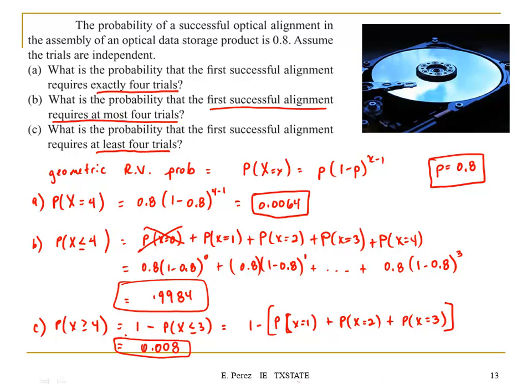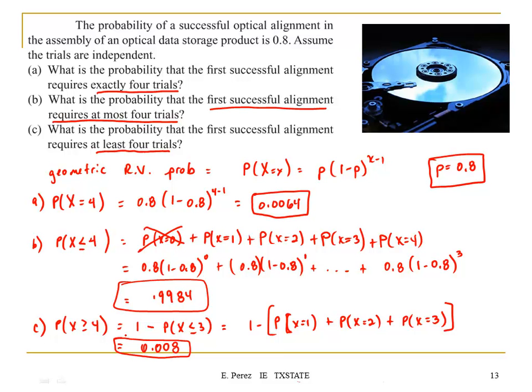Any questions? How many of you are able to solve it? Good. For those of you that weren't able to get the answer, is there anything in particular that is causing you problems? Okay, so again, for geometric, you want to identify the random variable. That's basically looking at the number of trials to get the first success.